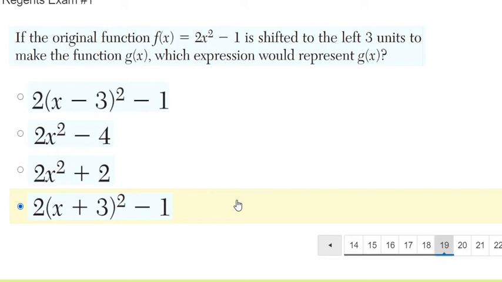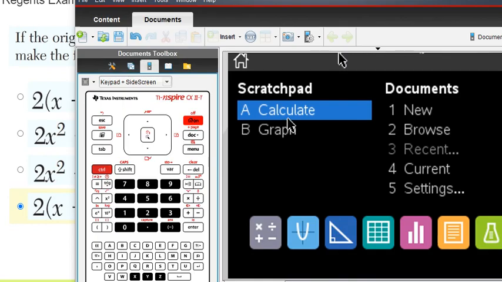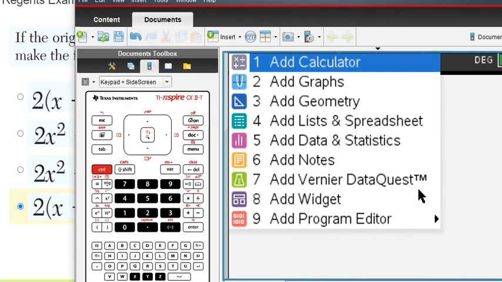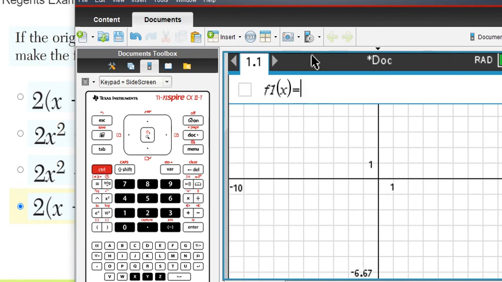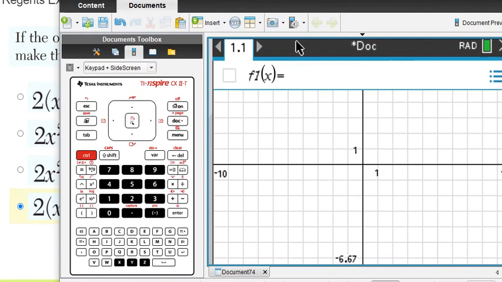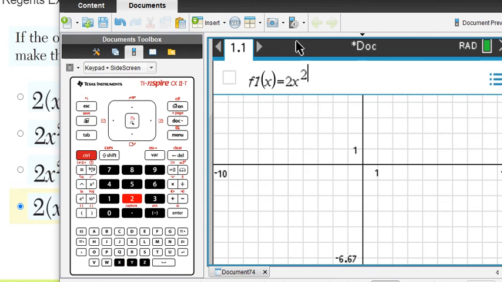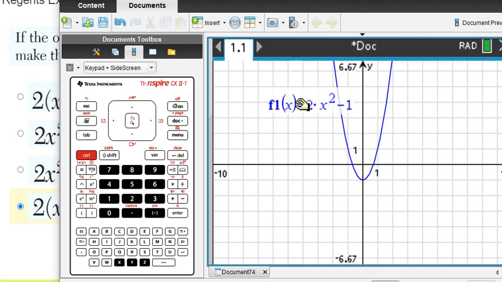If you don't remember inside opposite, outside same, we're given the answers here. Anytime that they give us what the answer choices are and we have what we started with, we can always graph it. So I start home screen, new document, and I want to graph the original. So the function we start with is 2x squared minus 1. Now, this is a parabola.